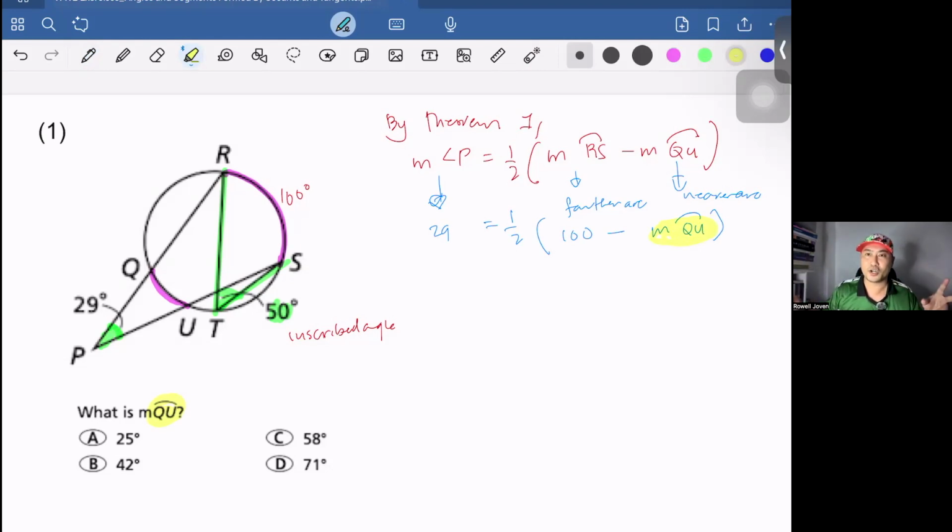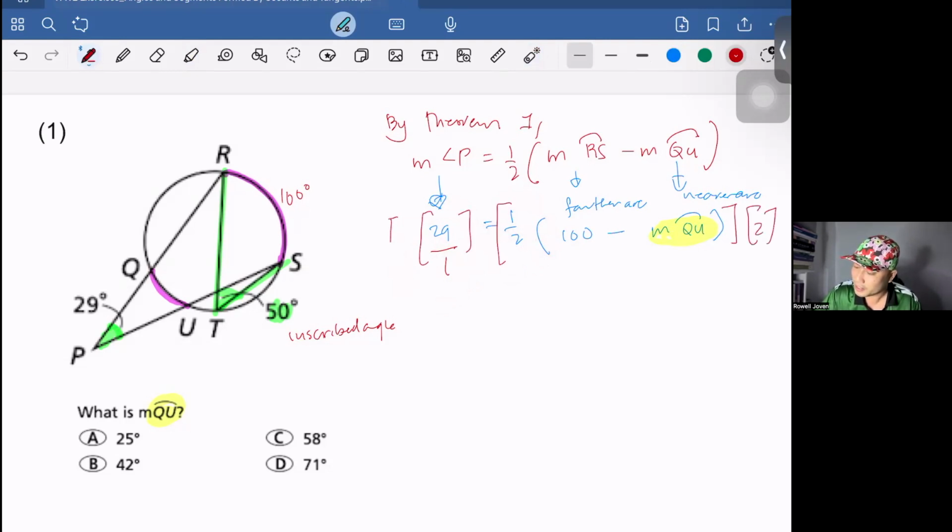If you have fractions, it's always automatic that if we want to solve for the unknown measure and there is a fraction involved, we need to clear the fraction first. How do you clear the fractions? You get the LCD. We know that the denominator of 29 is 1. So we have now 1 and 2. The fraction is 29 over 1 and 1/2. What is the LCD of this fraction? The denominators are 1 and 2. Of course, the LCD is 2. That's correct. You multiply both sides by 2.